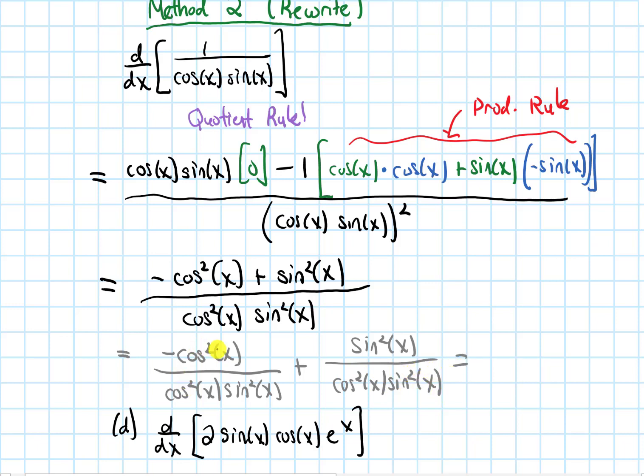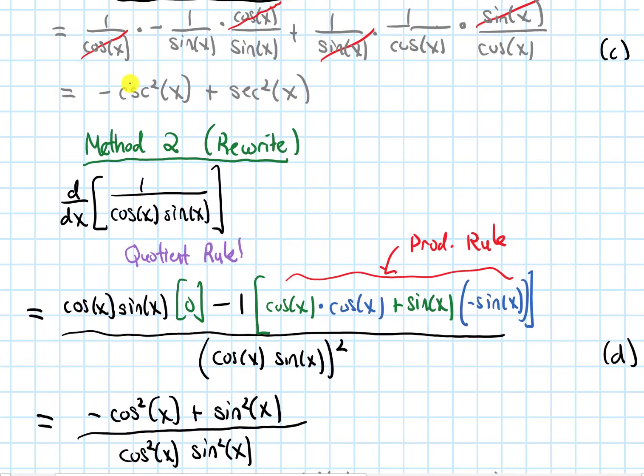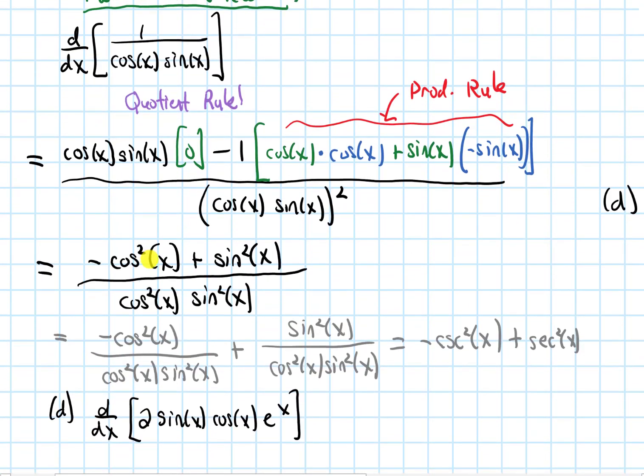Okay, so now I get some nice cancellation. That first fraction will be negative cosecant squared x. The second fraction, the sine squareds will cancel, and I'll get secant squared x. And now, that is exactly the answer that we had for method 1. So in fact, let me just box this as my answer. This is the fully simplified form.